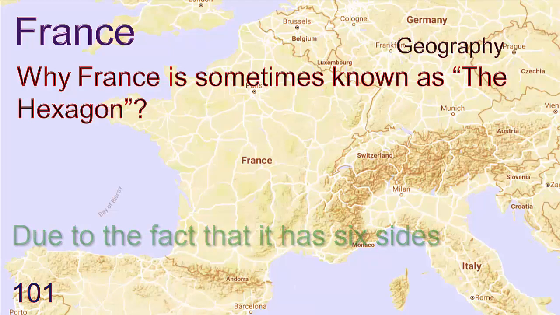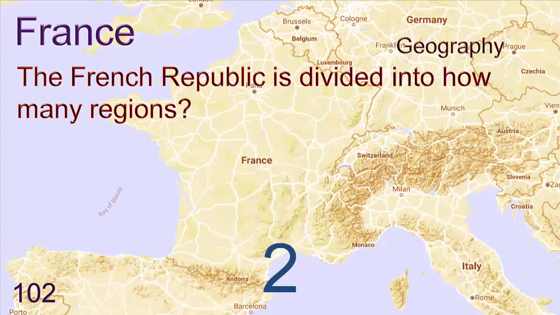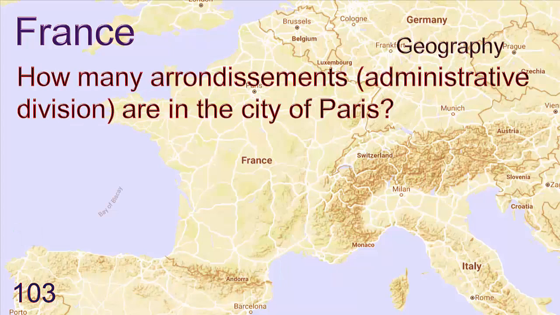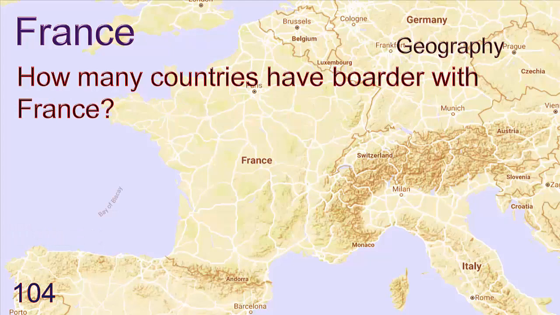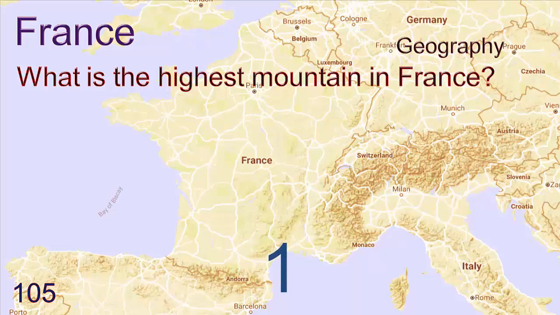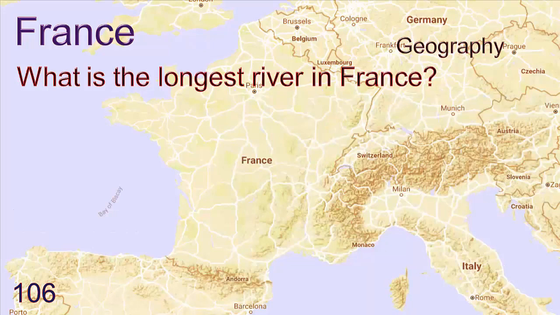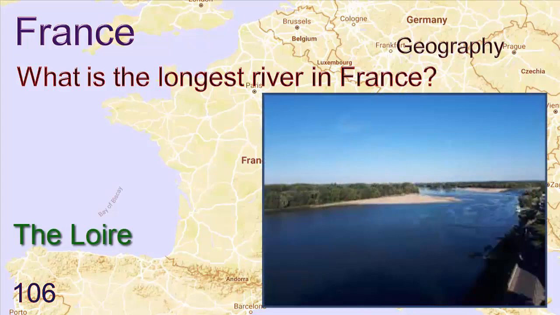The French Republic is divided into how many regions? 18. How many arrondissements are in the city of Paris? 20. How many countries have border with France? 8. What is the highest mountain in France? Mount Blanc. What is the longest river in France? The Loire.